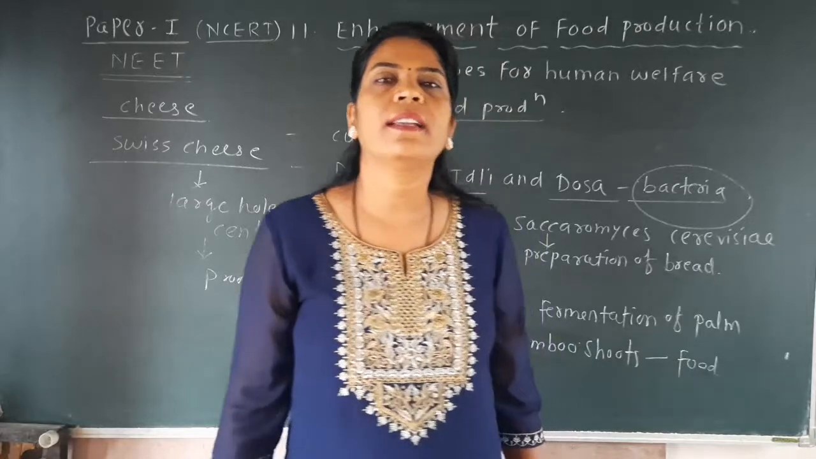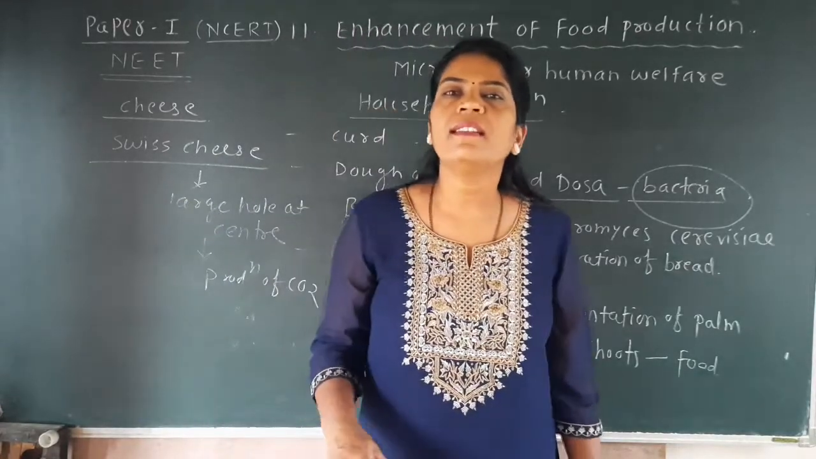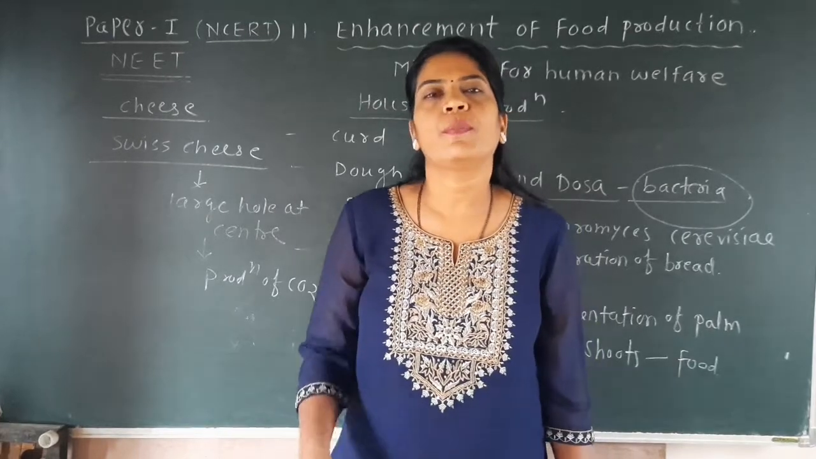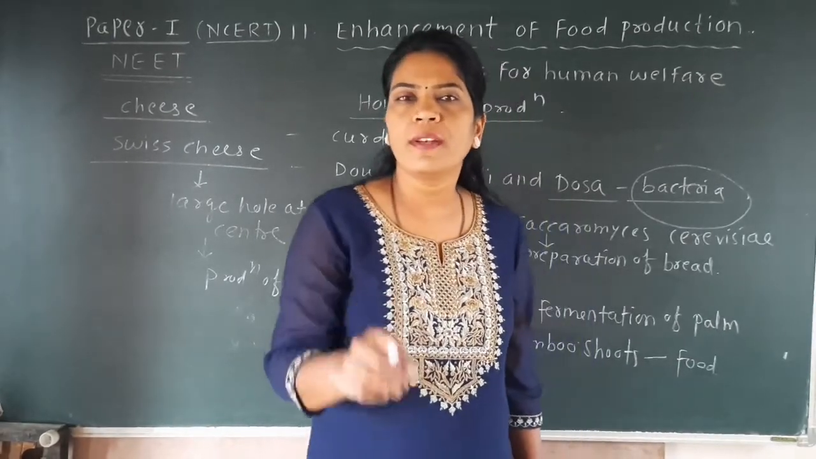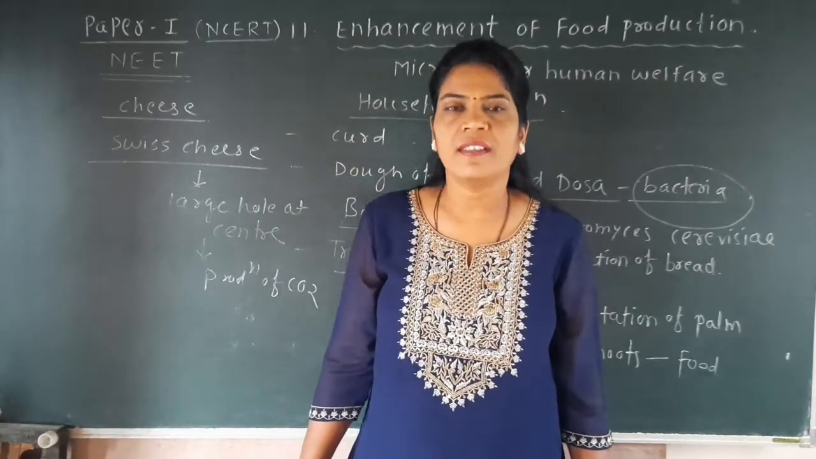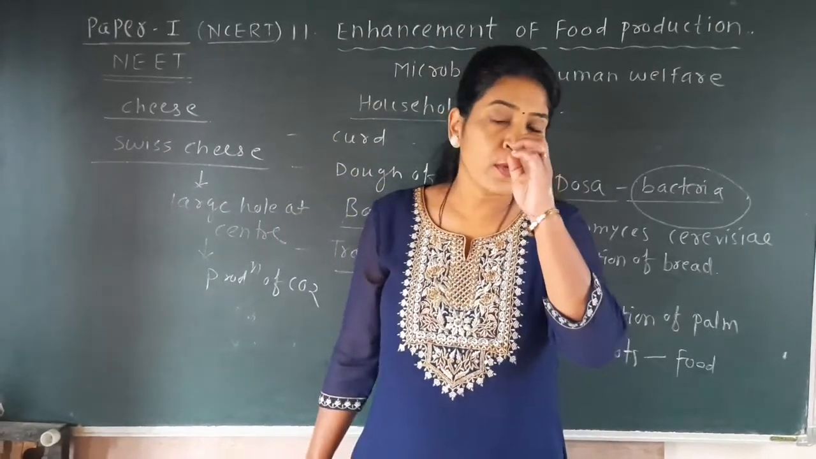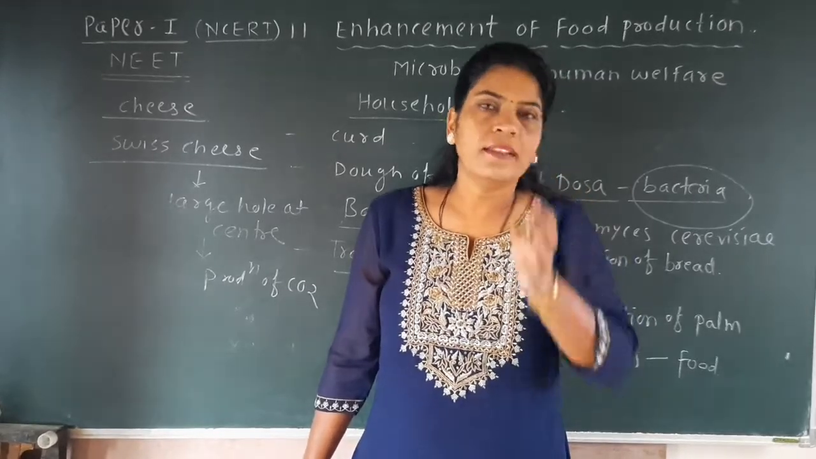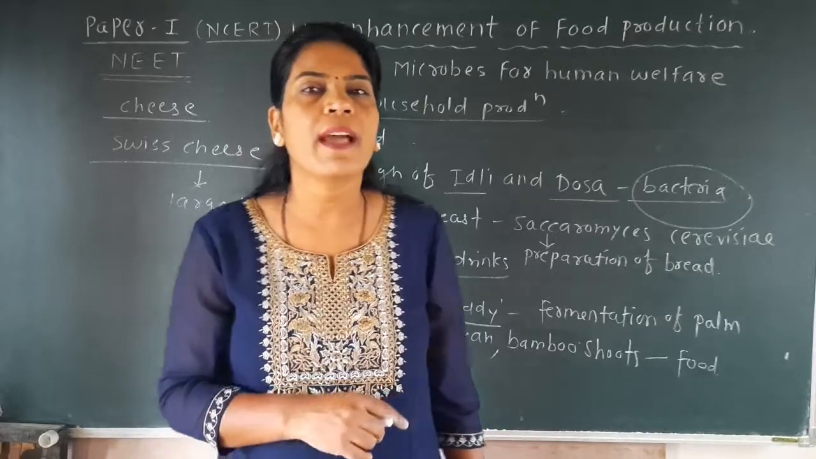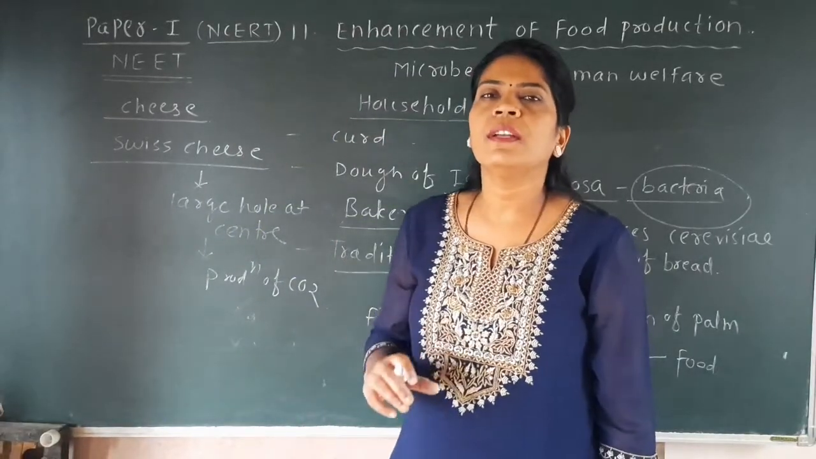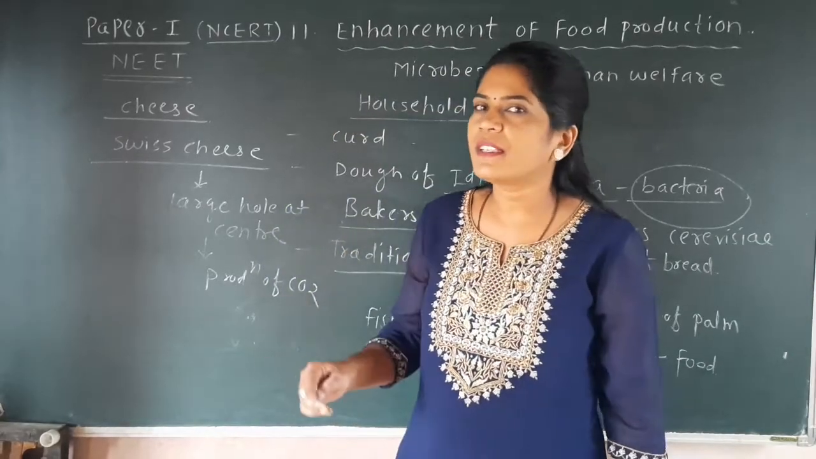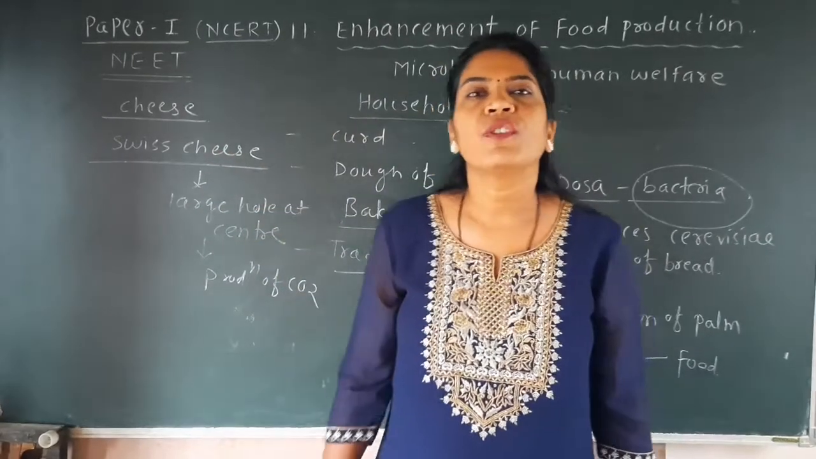So if in NCERT there is a question that a large hole is present in one of the cheeses due to the production of CO2, then you have to remember the name of that cheese, that it is called Swiss cheese. The question will not be asked like this, the large hole in Swiss cheese is due to dot dot formation, but it will be asked like, the large hole in one of the cheeses is due to CO2 production, and the name of that cheese, so you have to remember the name Swiss cheese.